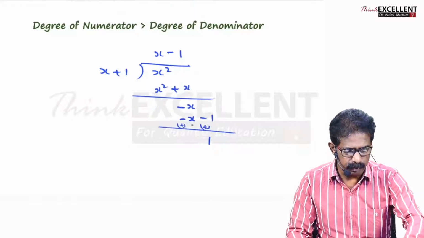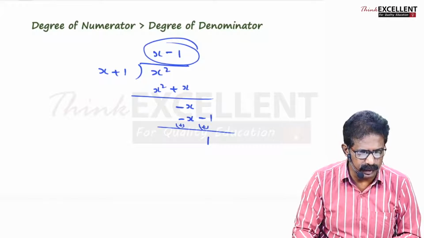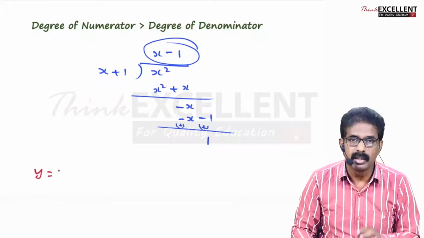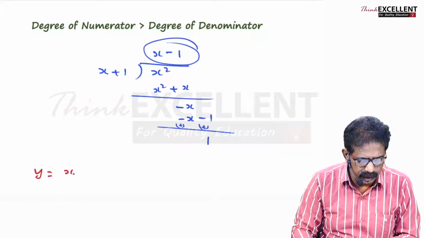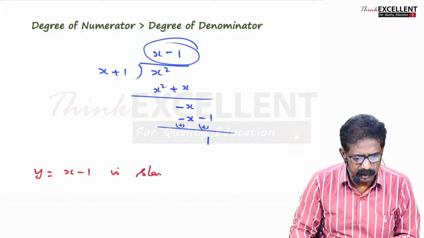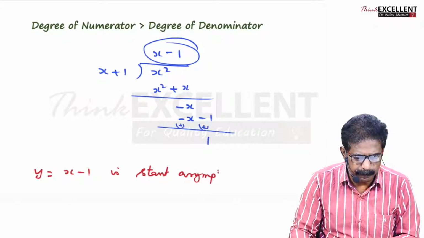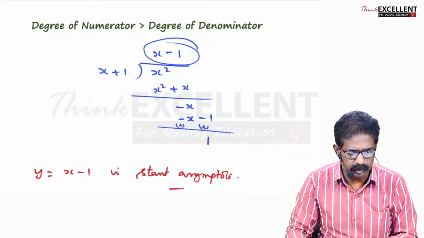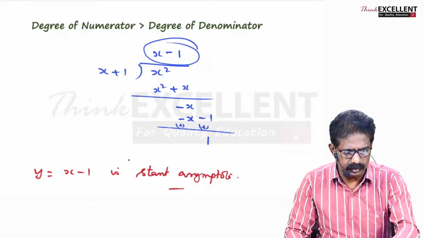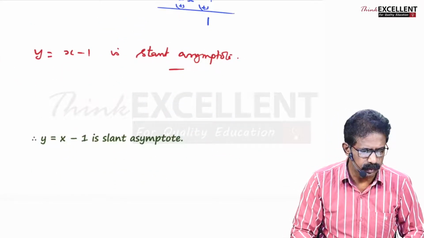So you don't take the remainder. The quotient you equate with y. So you can say y equal to the quotient. What's the quotient here? x minus 1 is the slant asymptote. Okay, slant asymptote, you have to find like this. Now let's move on to the next question.